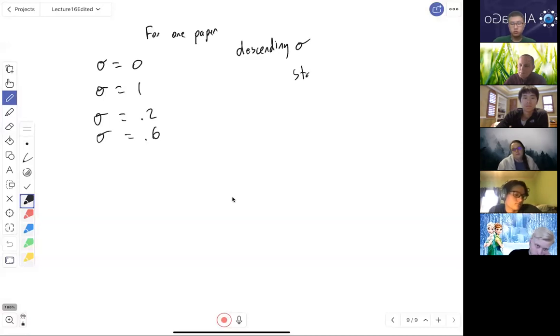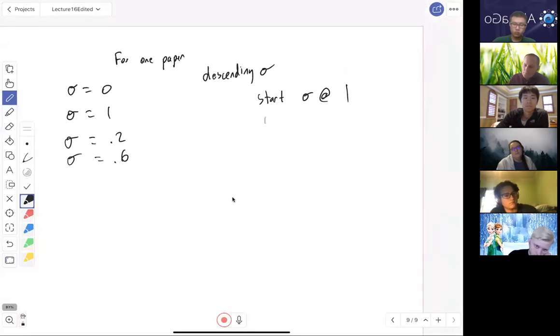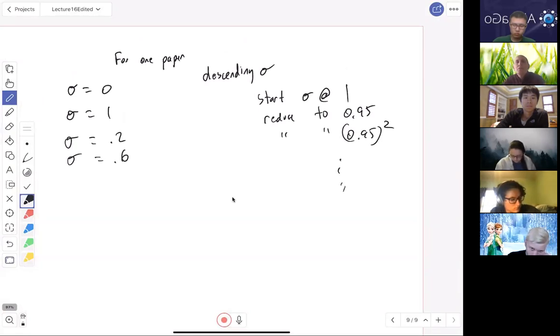So start sigma at 1 and then reduce it multiplicatively over time. Reduce to 0.95 and then to 0.95 squared, so that it's working its way down from 1 to 0. What they got there was reduced bias at the beginning. So they were more accurate at the beginning than tree backup, but as time progressed, it moved more and more.